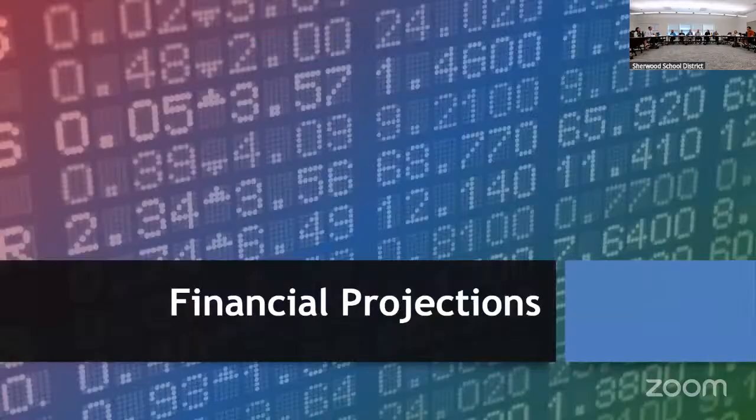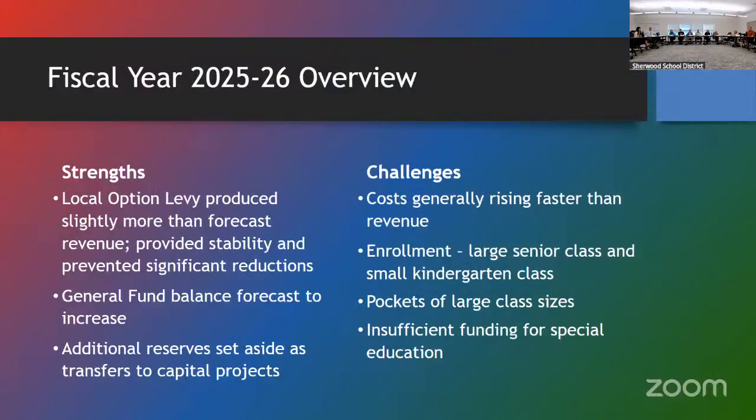Okay, so now we'll move into the financial projections and get into some of the technical aspects of the budget. A lot of this we talked about at our meeting in April, but I'll quickly go through it. The levy is producing, as Dr. Downs said, a little bit more than we forecast, and that has provided amazing stability and prevented significant reductions. I can't imagine what the district would look like without it. So thank you again to our voters.